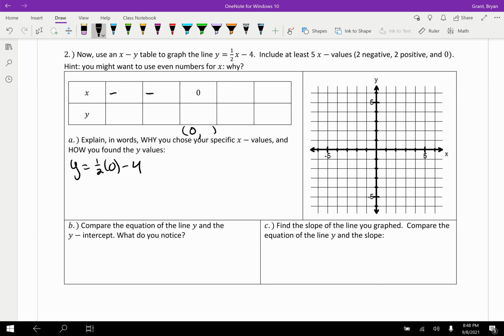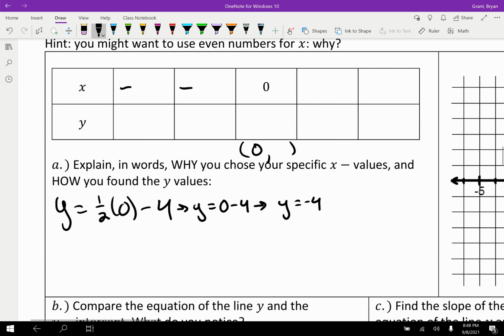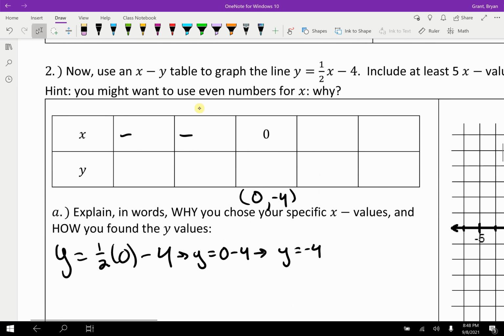Okay, and then if you wanted to do just a little mental math here, it's not too bad, right? Half of 0 is 0, and 0 minus 4 is -4. So when we input 0 into my equation up here and did the math, the output is -4. Okay, now we can use any numbers we want in this table.